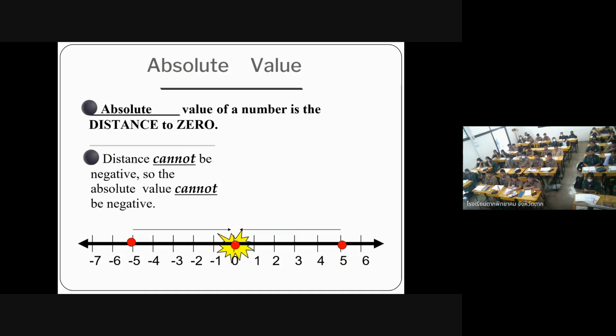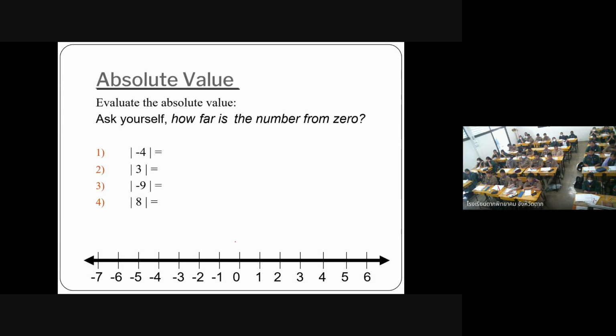Let's have some more examples. Can you please read number 1? Everyone, please read number 1. Okay, what is the absolute value of negative 4? It is 4. Next, number 2. Please read.